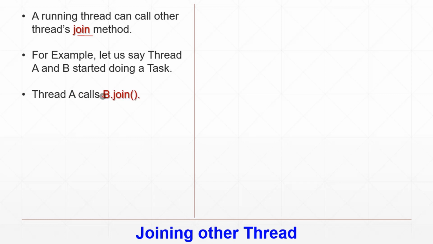Thread A can call b.join because there are two threads, right? One is A and another one is B. If thread A wants to wait for B, it can make a call to join. It should call that on thread B, thread B.join. So thread A will wait for thread B. In the above scenario, thread A is making a call to the join method on thread B. That means thread A waits for thread B to complete.